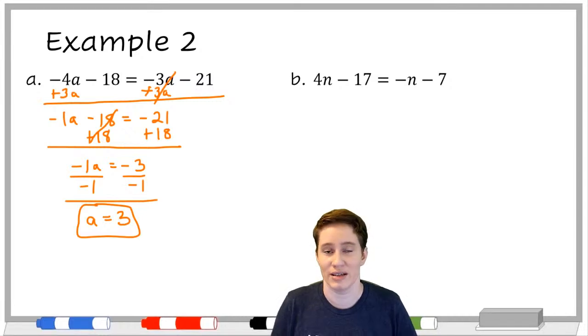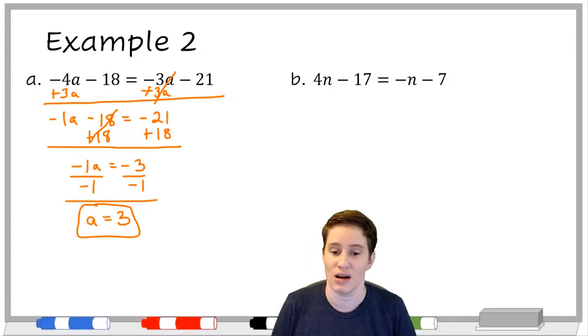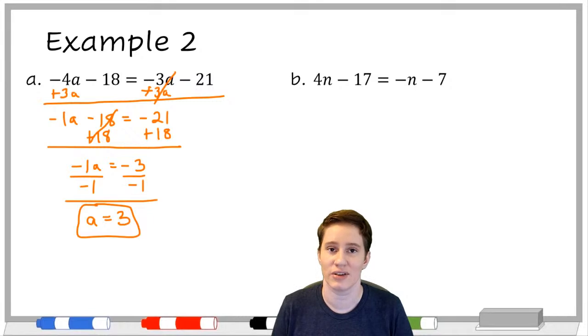All right, let's look at b. We have a 4n on the left and a negative n on the right. We want to put those together, so I'm going to move them. I'm going to move the negative n by adding an n to both sides.